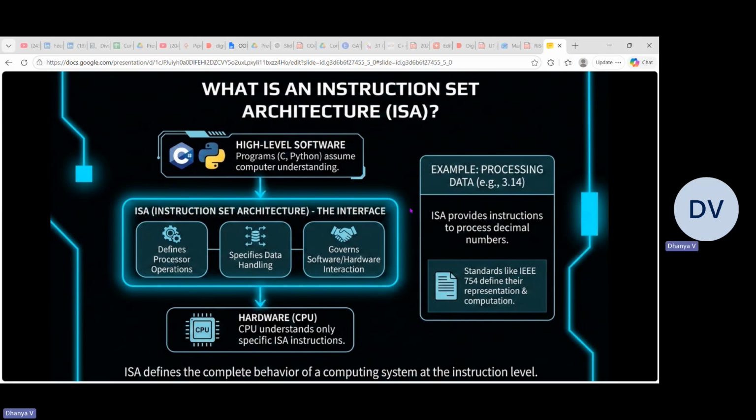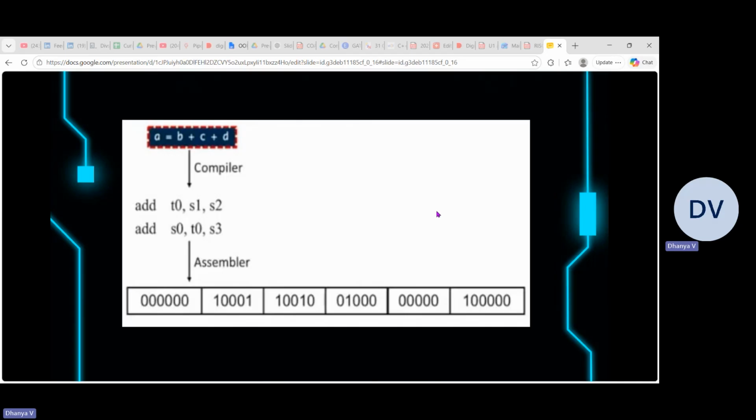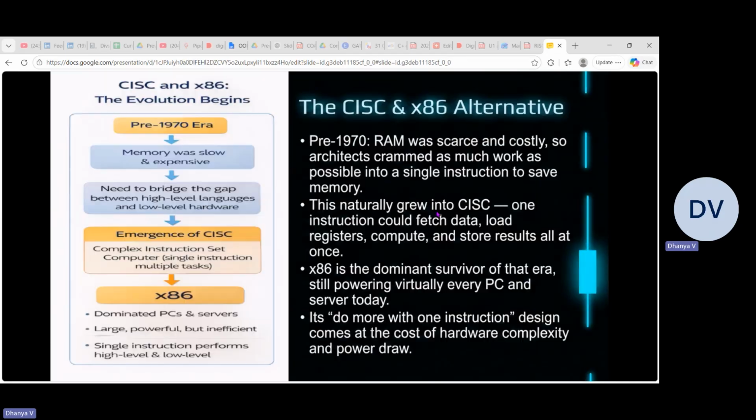Okay, moving forward, I think it's essential that we start with the evolution of how everything began. Initially, around pre-1970s, memory was very expensive and RAM was also very scarce. So RAM was scarce and very costly.